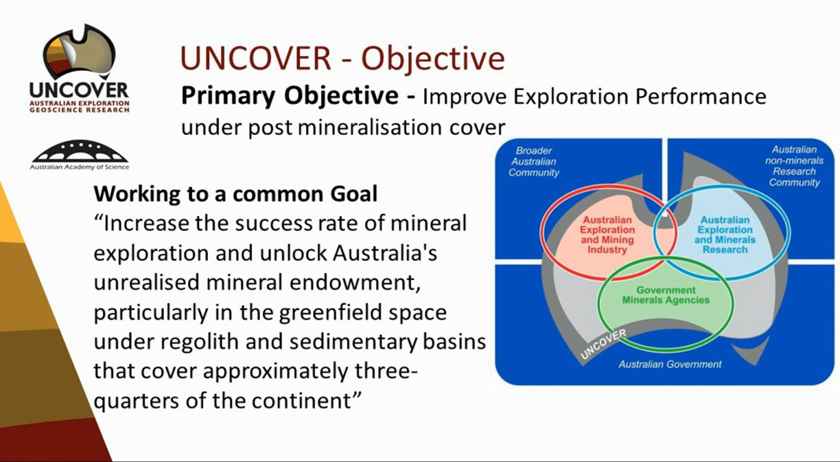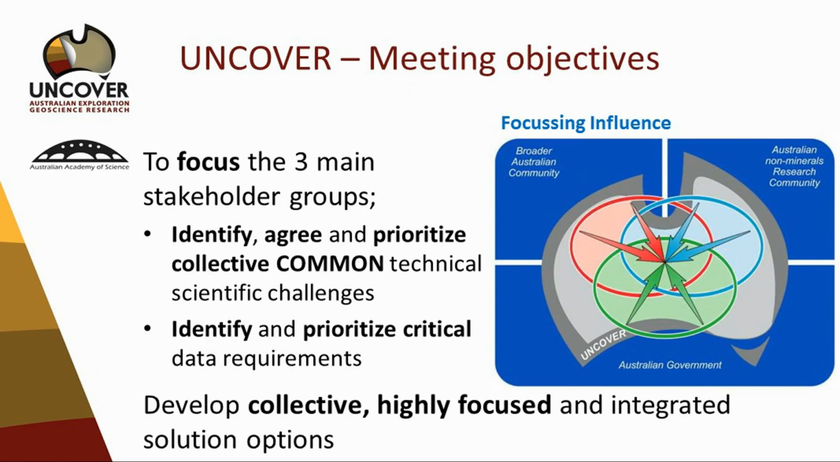So this is Uncover. Working to a common goal, we need to get better exploration under cover. These are three sectors: Australian mining, the research community, and the government agencies. This is intentionally put together to show that they do overlap. But guess what? We don't overlap very much, and there's no commonality here at all. That's true, right? We were all talking to each other, but not really talking about the common challenges we had. So then we thought, right, this is the key.